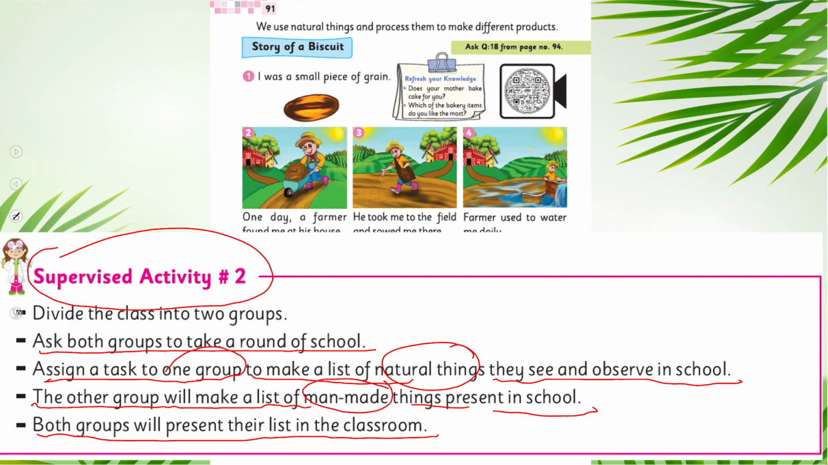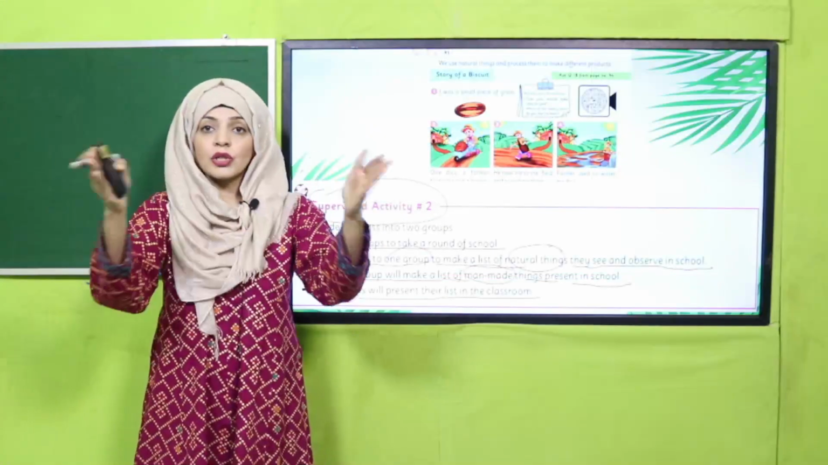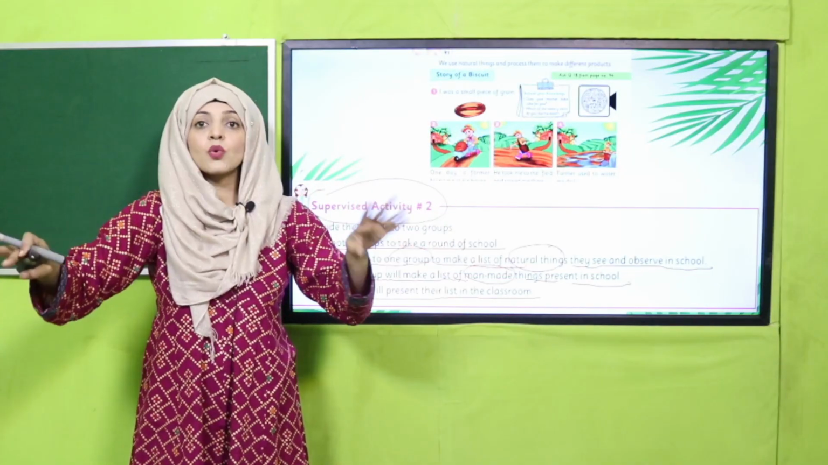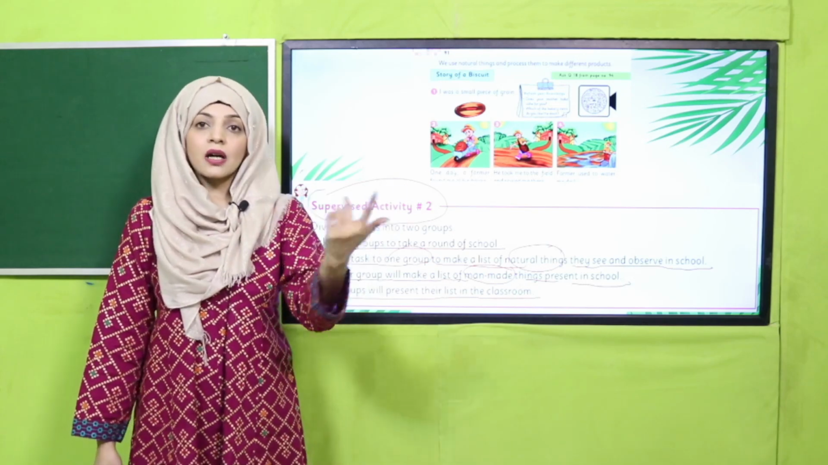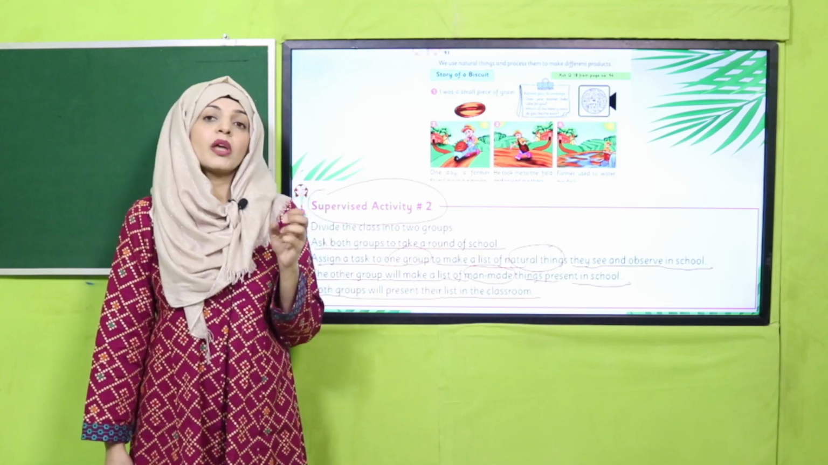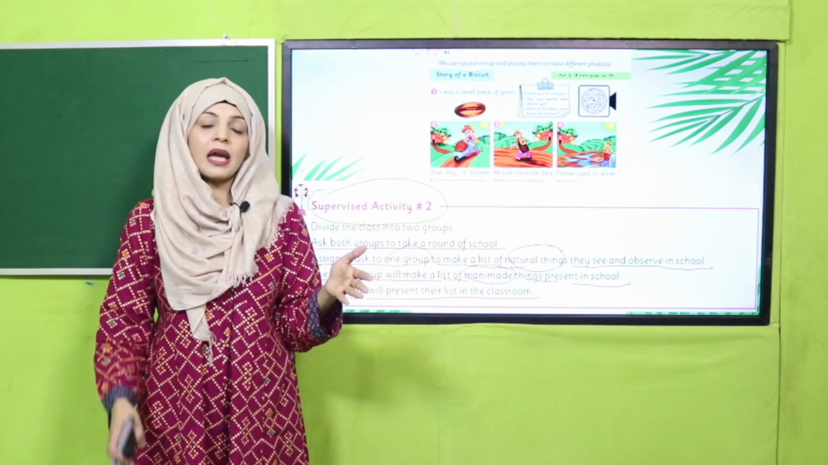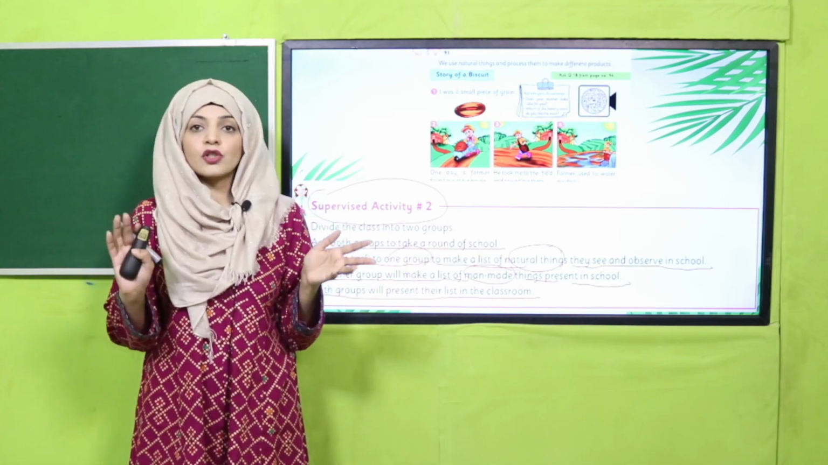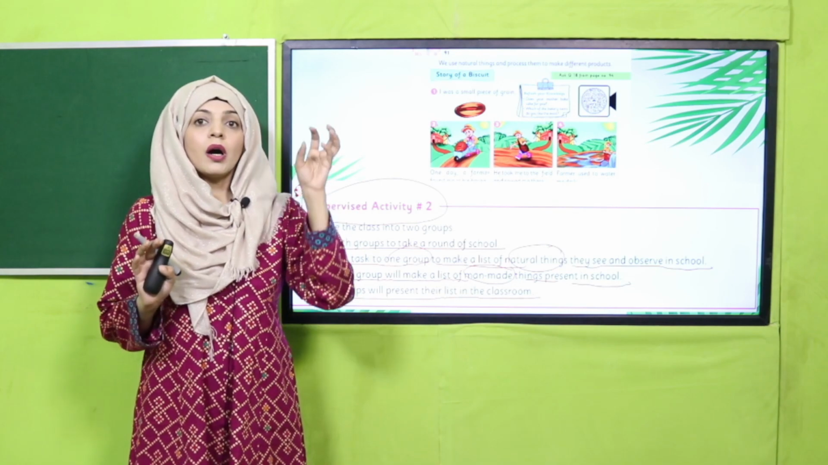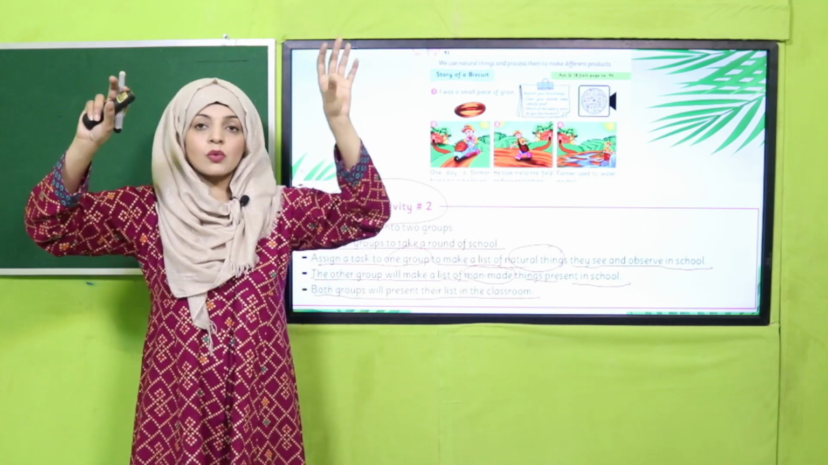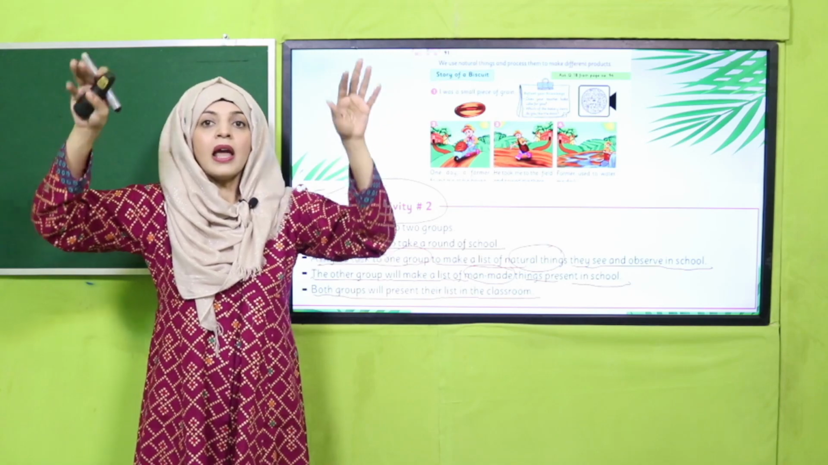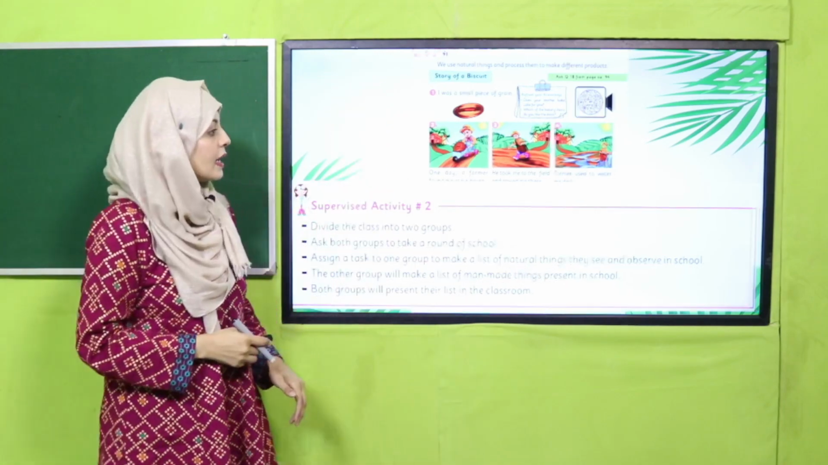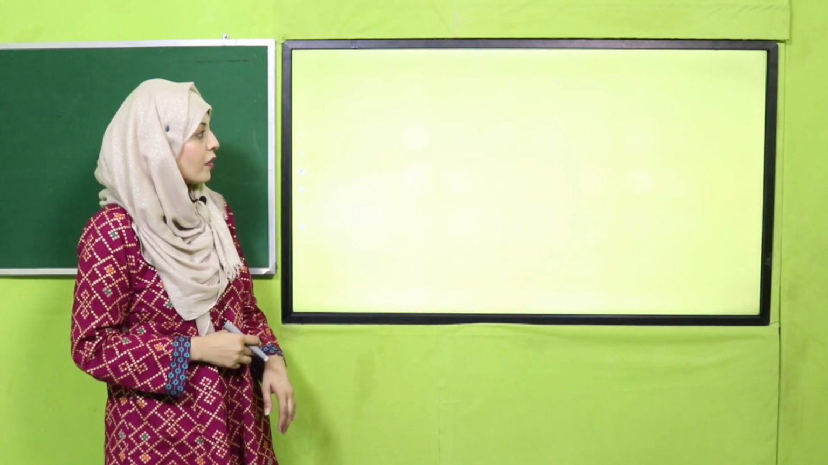So my dears, here the teacher will divide you into two groups, group A and group B. You can also conduct this activity at your homes. You can take a round at your home and make two lists, man-made and natural. Anything that you find, you have to make two columns, one with the man-made heading and the other with the natural heading. Okay, and then categorize them. The list is here, you can see it on the screen.